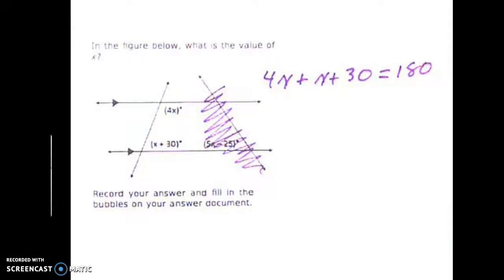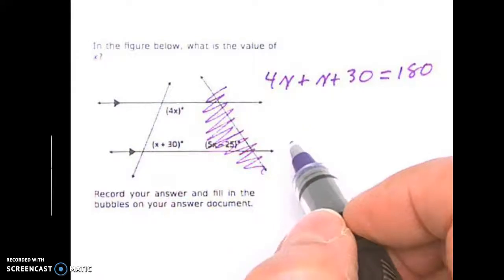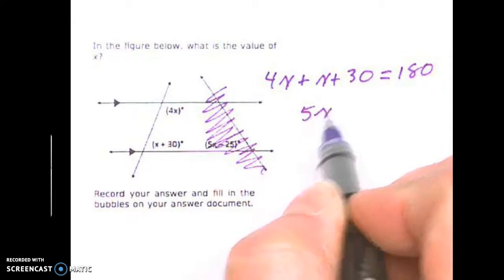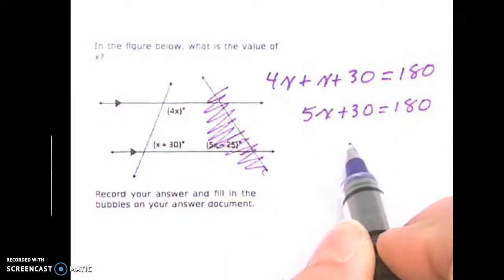This is one that you're going to have to record the answer. It's not a multiple choice. If you want to work out the algebra, you're going to combine your like terms to get 5x plus 30 equals 180. It's a two-step equation.